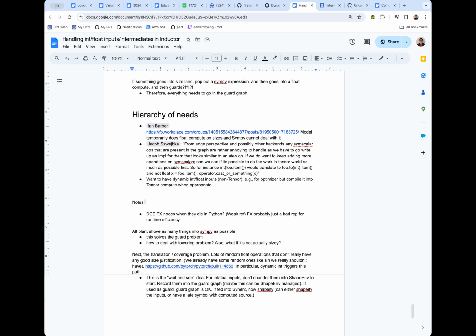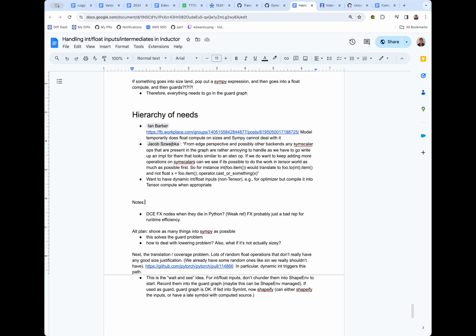You mentioned that people want to do a square root and a round to an int and then treat that as a size. Do we still need some analysis thing to know that the output of all of that is a size integer? Yeah, so that's a great question.